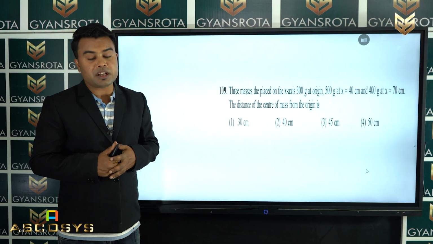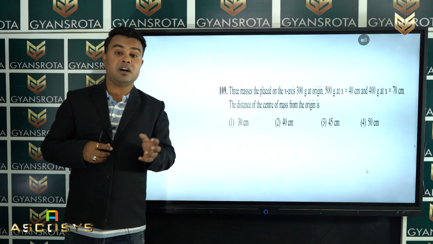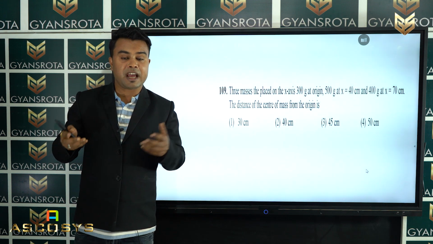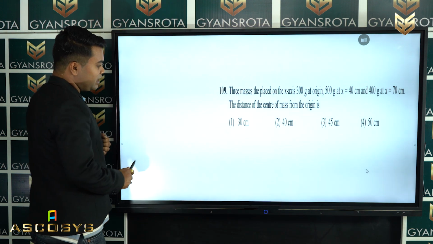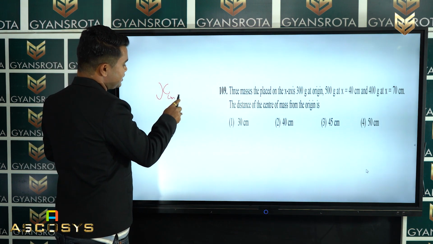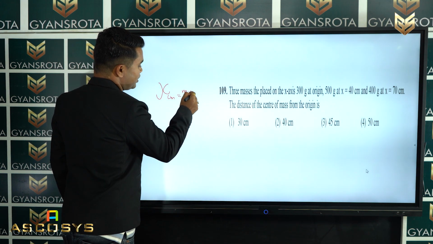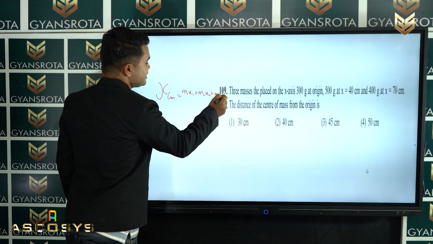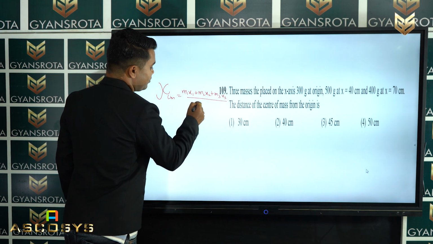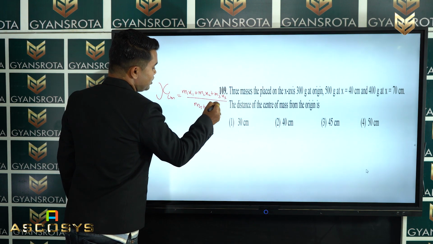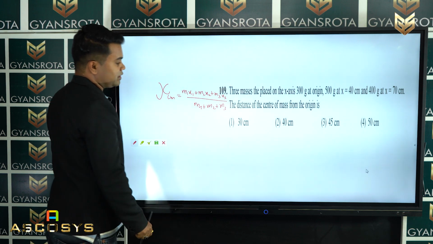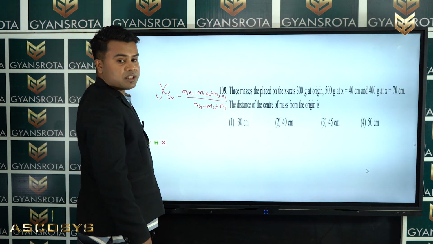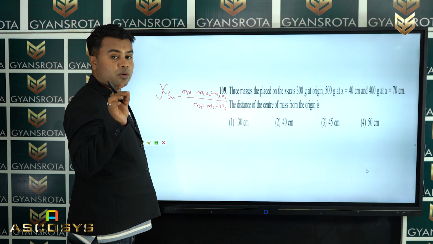Now you have to know the formula. This question came from the chapter system of particles and rotational motion, topic center of mass, class 11. The formula is center of mass equals m1 x1 plus m2 x2 plus m3 x3 divided by m1 plus m2 plus m3. Fine. All the masses are given to you. X1 will be equal to 0 since it is kept at the origin.